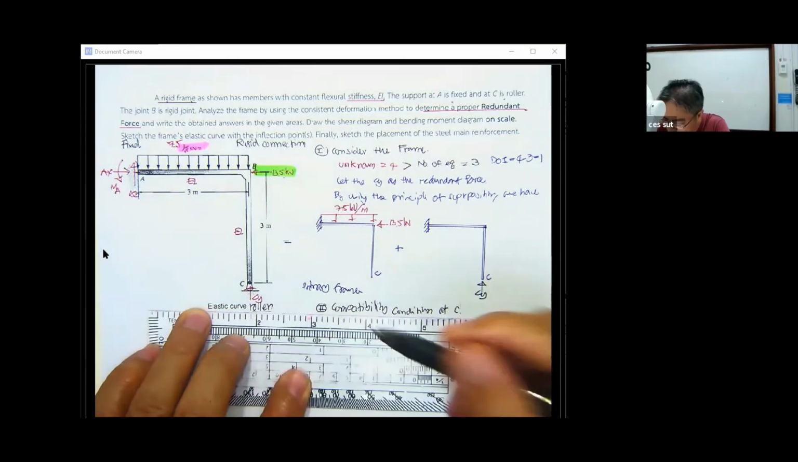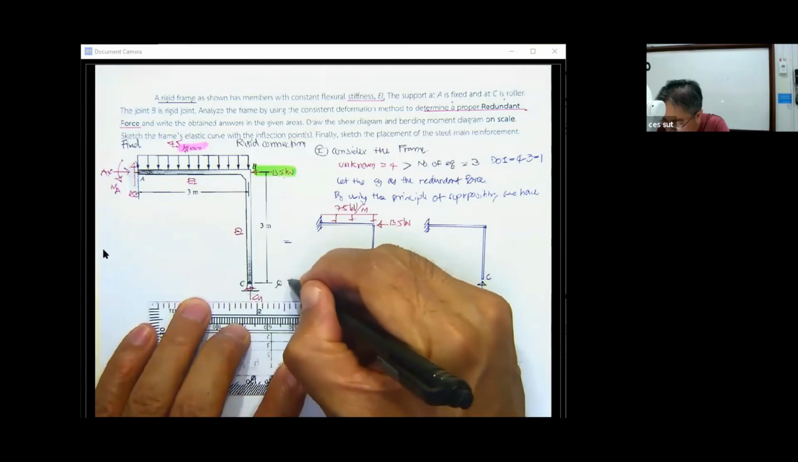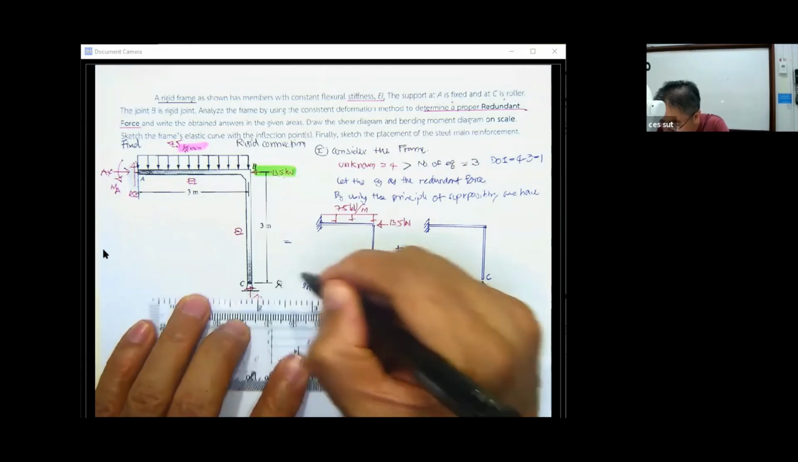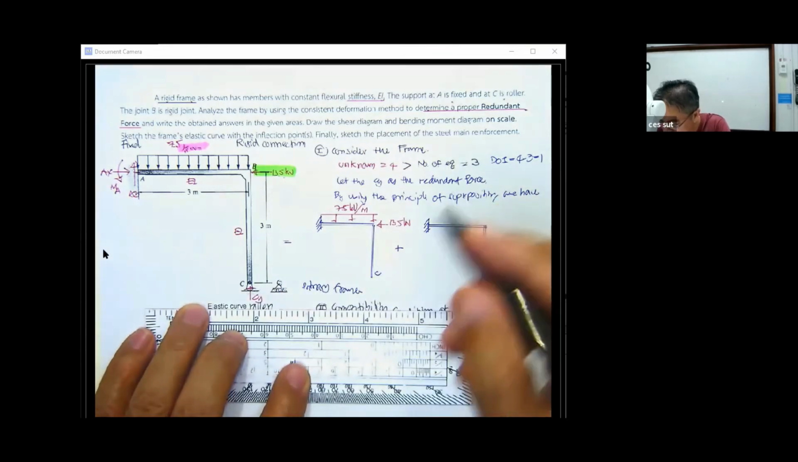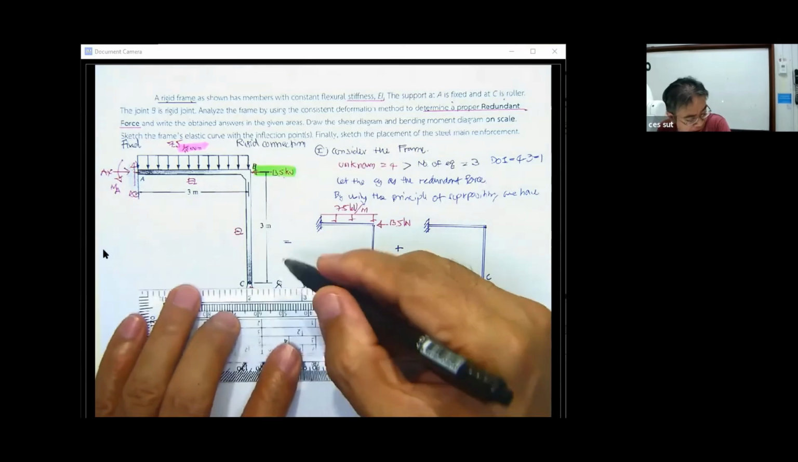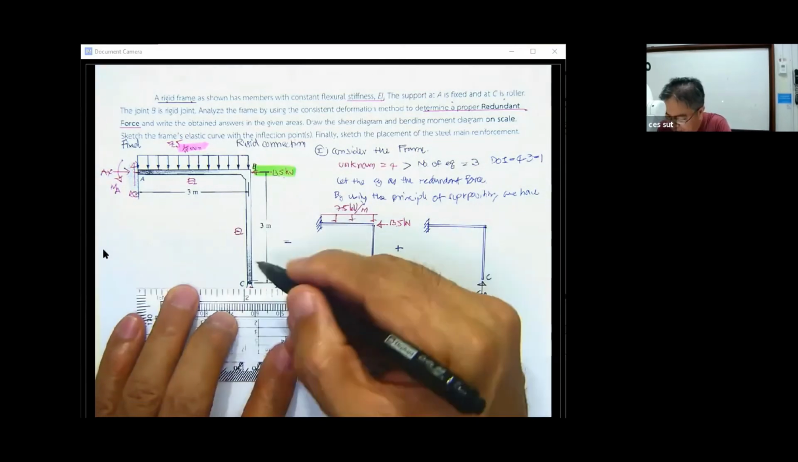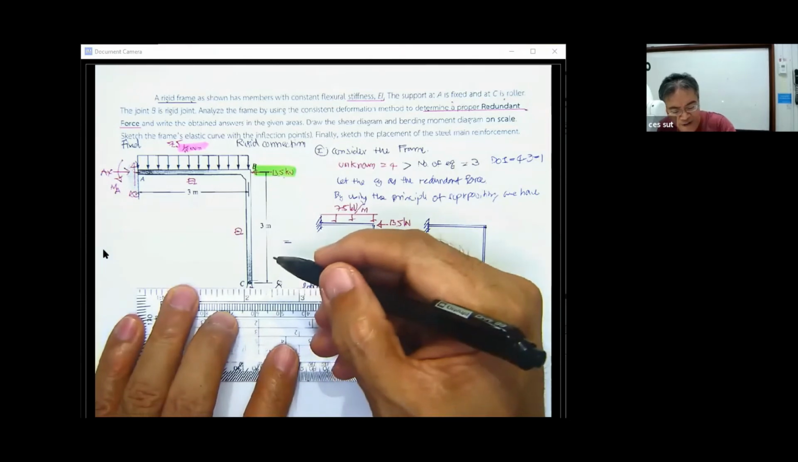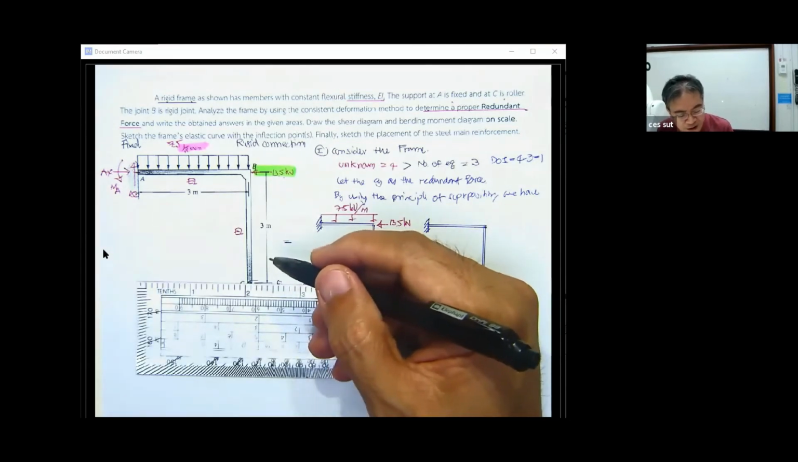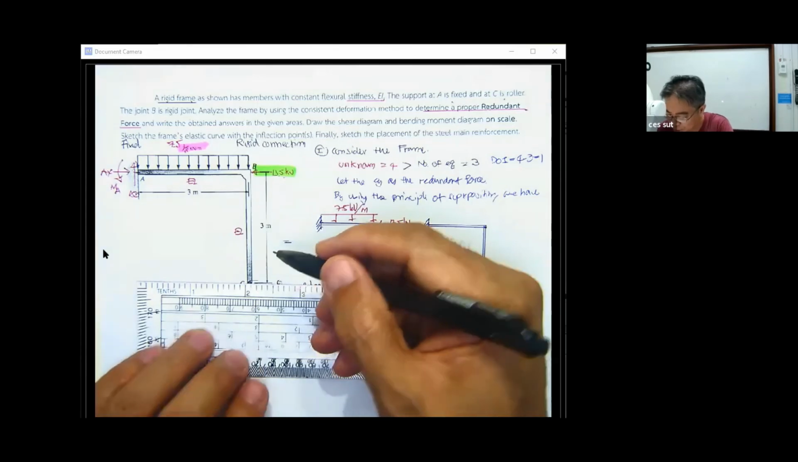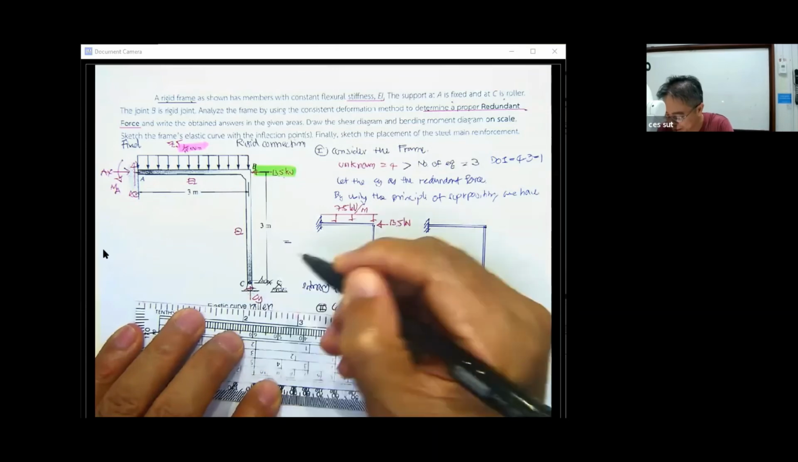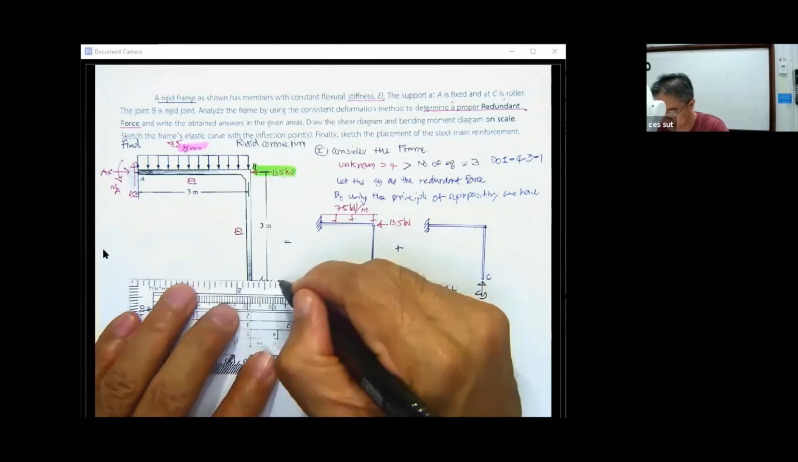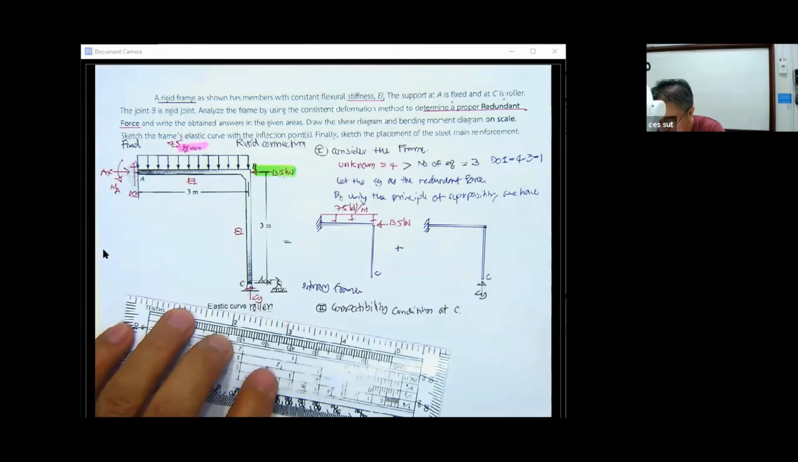Since this one is the roller, for sure, under the application of the force, the roller can move in this direction, and this can cause the delta for Cx. Okay, this is the delta for Cx. And the frame cannot move.